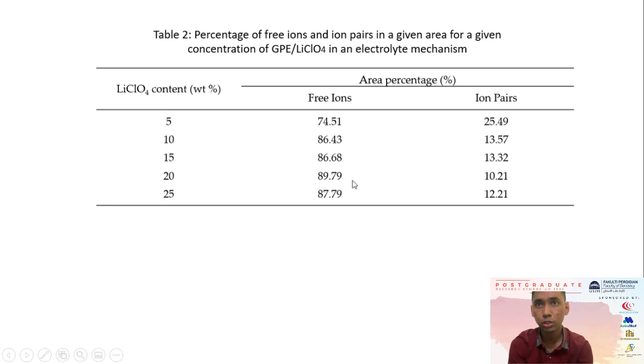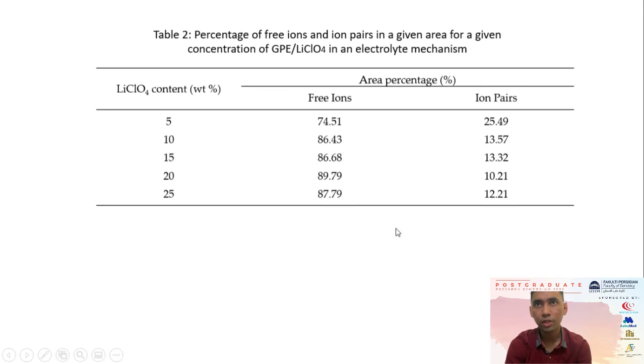This was due to an increase in the proportion of free ions as the lithium perchlorate level rose. This indicated that the addition of lithium perchlorate salt promotes the creation of free ions, resulting in an increase in charge carriers that would improve the ionic conductivity.